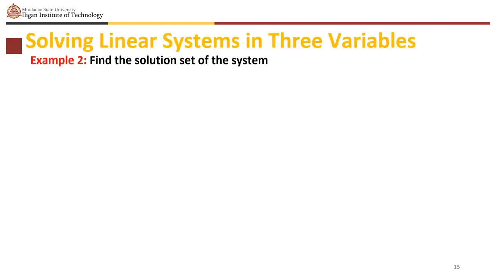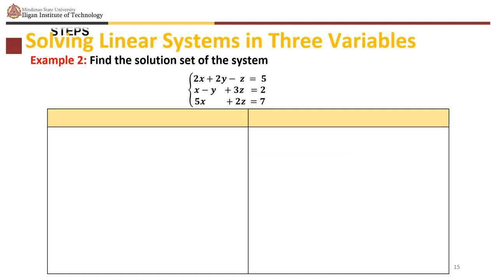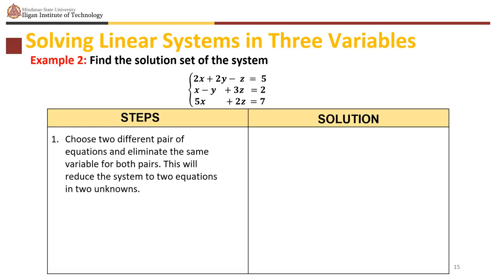So we have another example, that is find the solution set of the system 2x plus 2y minus z is equal to 5, x minus y plus 3z is equal to 2, 5x plus 2z is equal to 7. And we have the following steps and solution. First one here is to choose two different pair of equations and eliminate the same variable for both pairs. And this will reduce the system to two equations in two unknowns.